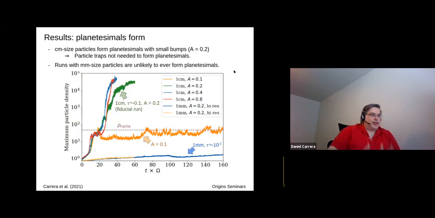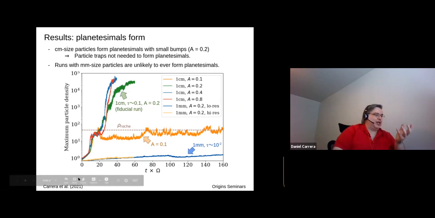And here's the result. This is the story. It works. The simulations do form planetesimals. The most interesting result here is the green curve. So that will be the fiducial run. So these are realistic centimeter-sized particles in a small pressure bump that is Rossby stable.